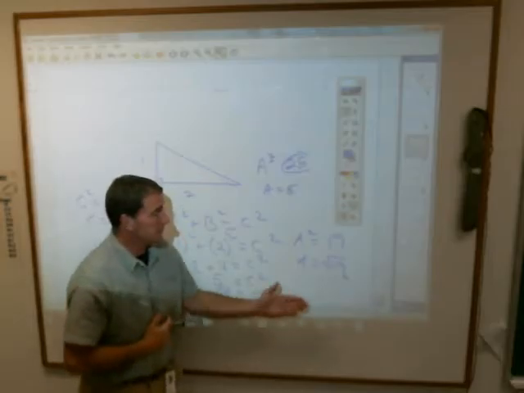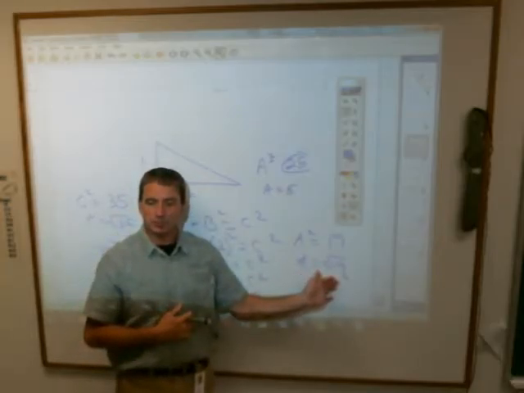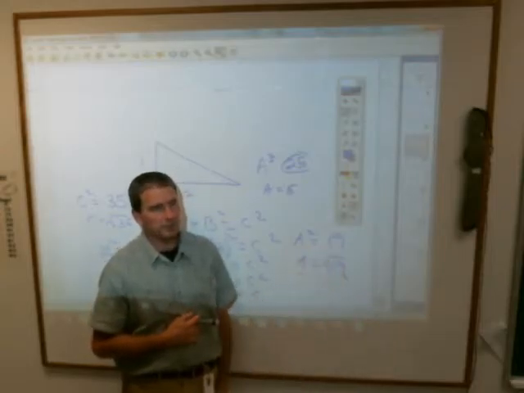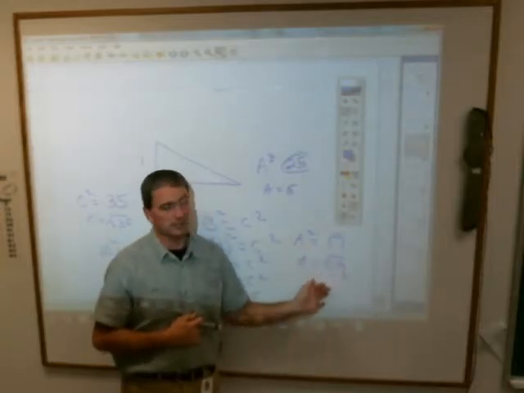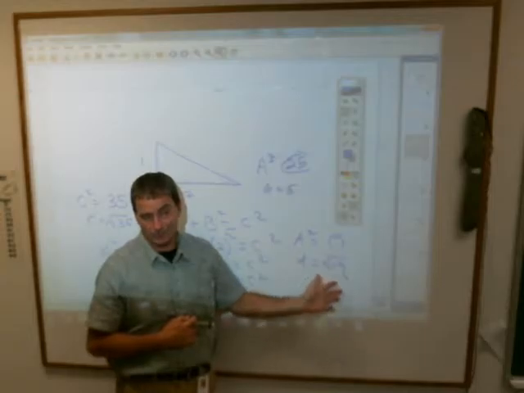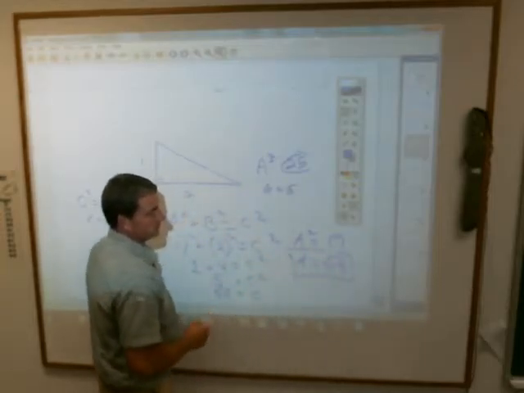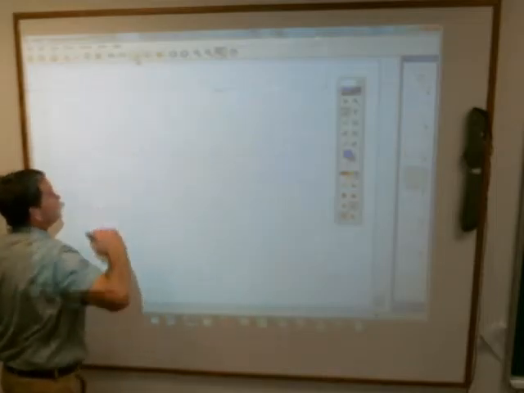And you should be able to tell me what the square root of 19 is close to. Ty, what's the square root of 19 close to? 4 and 5. It's between 4 and 5, because 4 squared is 16 and 5 squared is 25. So the square root of 19 has to be between 4 and 5. That's what A is.